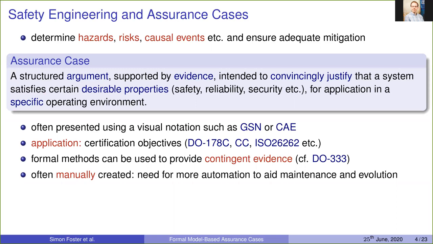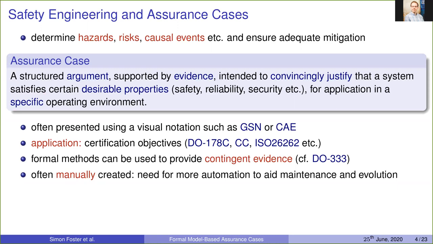Now, assurance cases are typically presented using a visual notation, such as the goal structuring notation or claims argument evidence. We'll be looking at some of those as an example later. Now, for assurance cases, formal methods are extremely valuable. They can be used to provide evidence, of course, through formal modeling and verification.